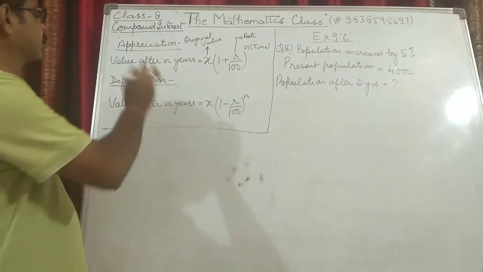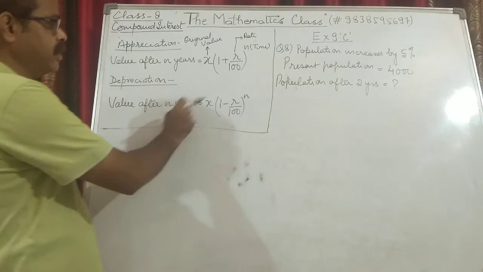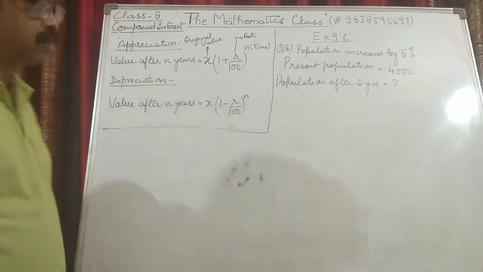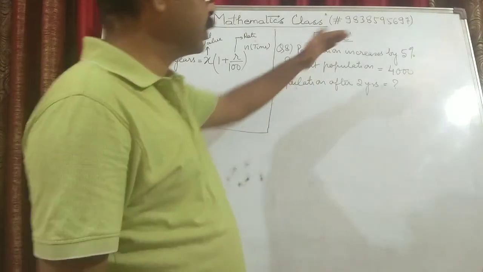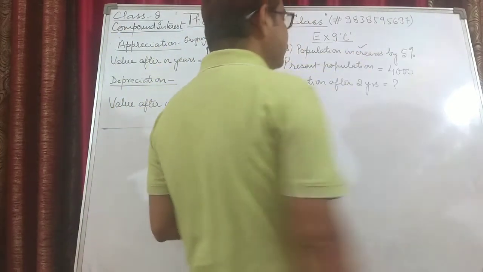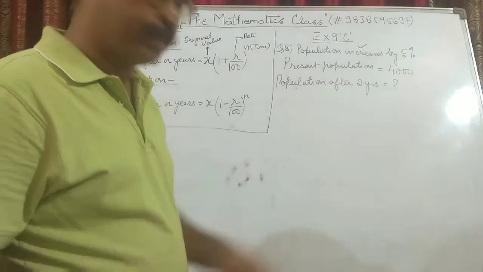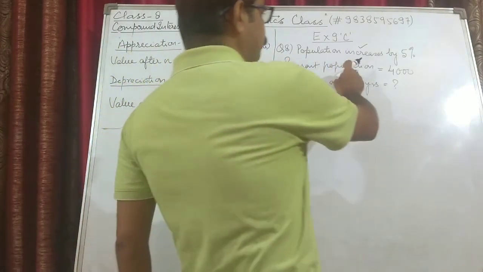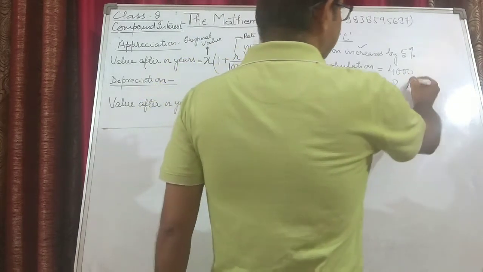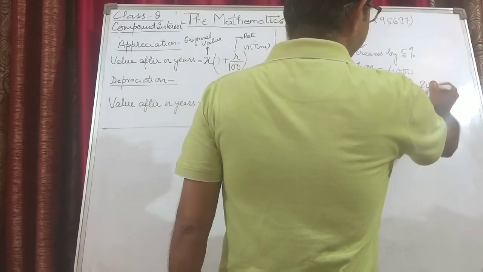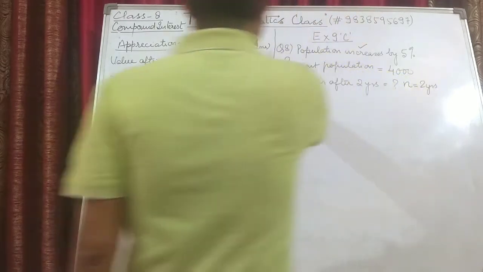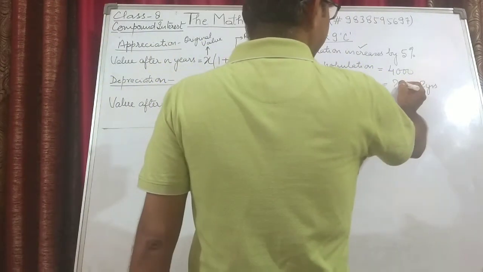Similarly, value after depreciation after n years will be x, where x is the original value, r is the rate, and n is time. Now in question number 8 they say the population of a village increases by 5%. Here the word used is increases, which means it is a case of appreciation, and the present population is 4,000. You have to find the population after 2 years. It means time is given as 2 years. You can say time or n, because here we considered n as time. So n is 2 years.